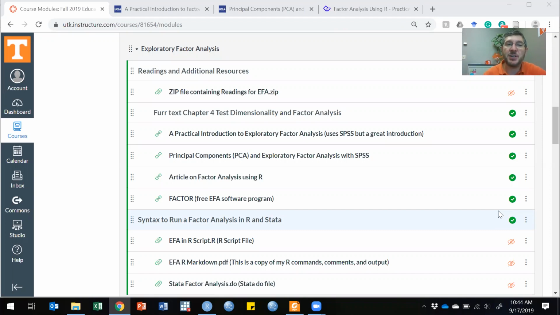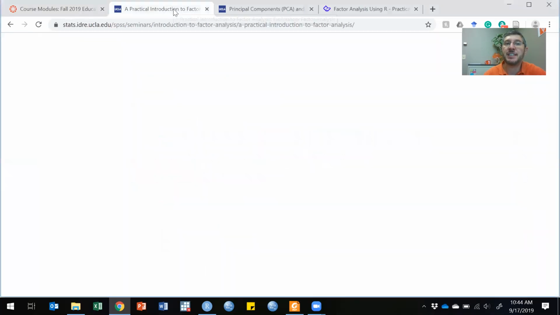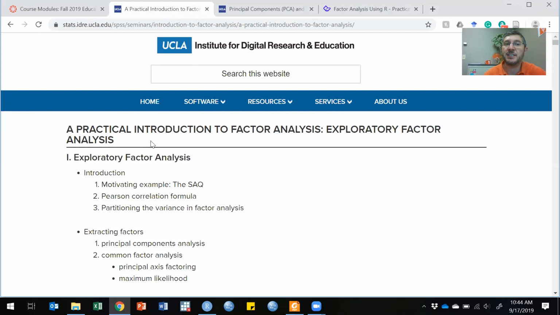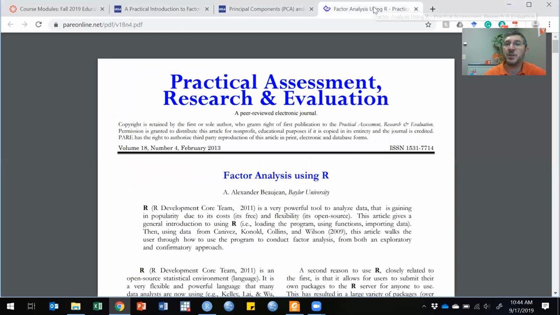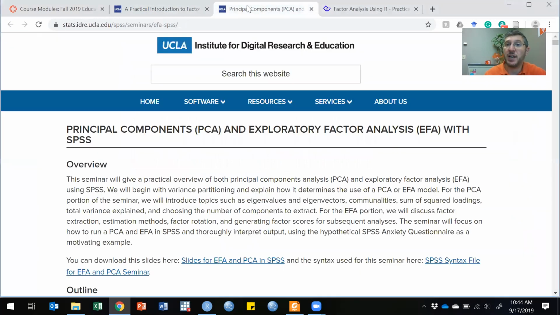On Canvas, there are a lot of good resources. There are a lot of zip files with a lot of readings. It kind of follows along with chapter 4 in the Field text. There are some links here to some really good articles. I think this UCLA site, the Practical Literature Factor Analysis, is a great place, a good overview to read to start learning about exploratory factor analysis. Here's some more with an SPSS output. They kind of walk you through the output here.